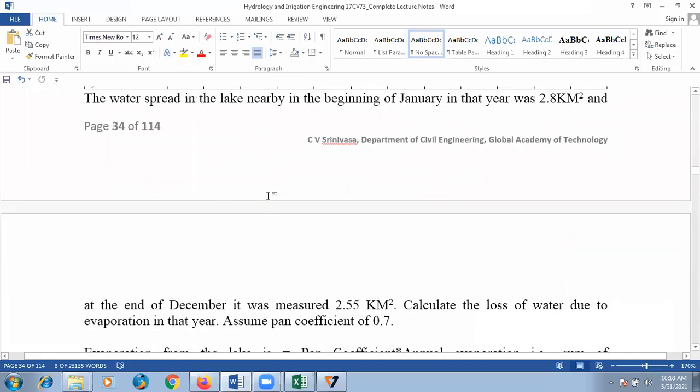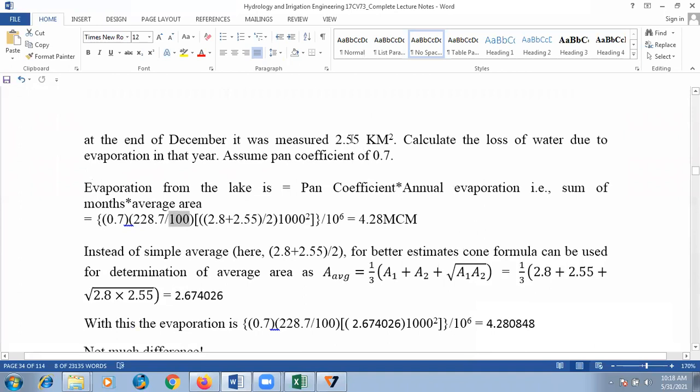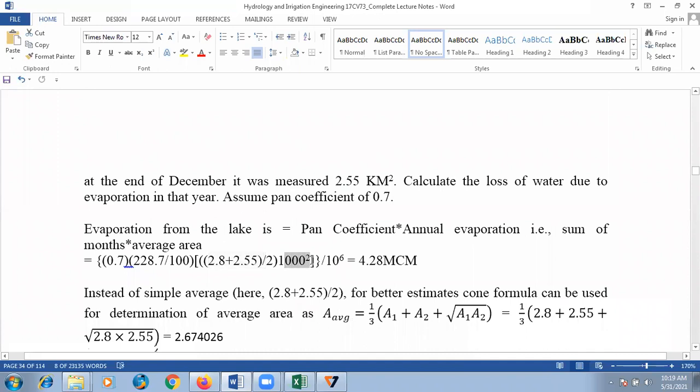And then the area of the lake or the water spread is 2.8 in the beginning, 2.55 in the end. Therefore, which area to take? The best approach for us from statistics is take average area, 2.8 plus 2.55 divided by 2. Since this is in kilometer square, convert that to meter square. That I have done by multiplying by 1000 square. Again, I am dividing this cubic meters of water by 10 power 6 to get in MCM. So you get 4.28 MCM.